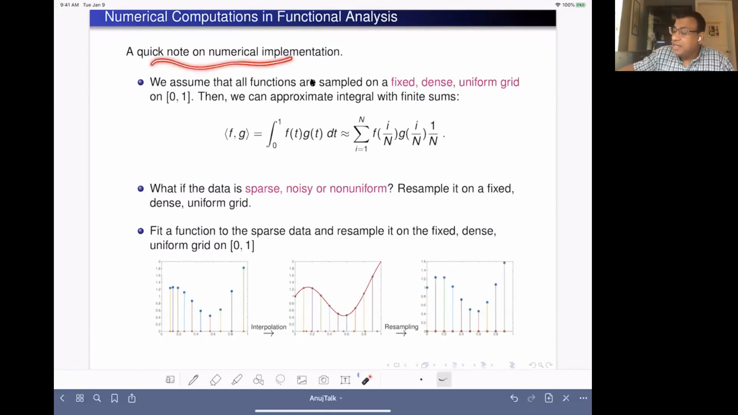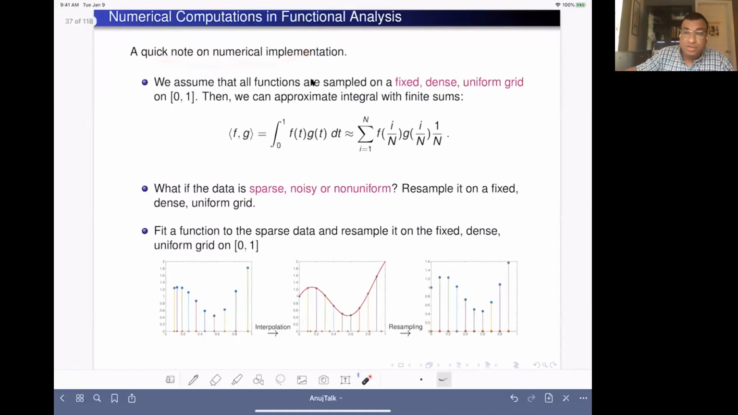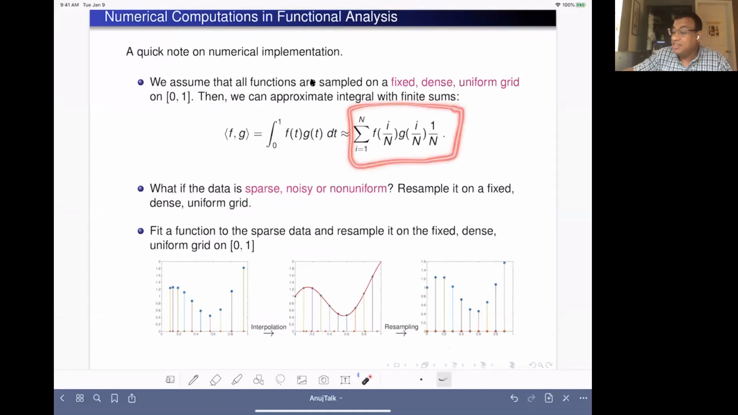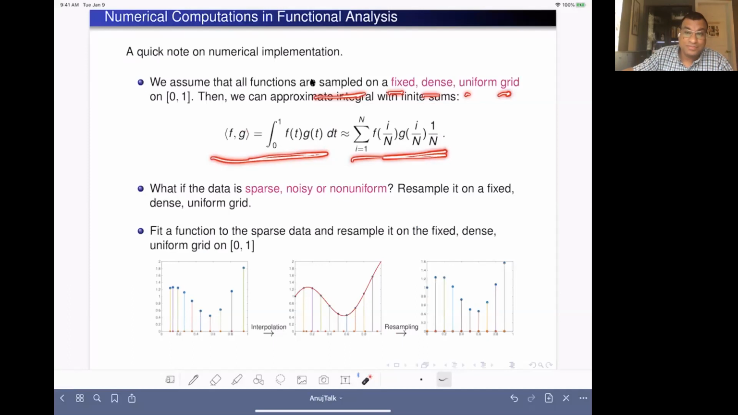I just want to make a quick note that a lot of these calculations, when we do this in practice, we do with discretizations, even though when I'm giving the talk, I talk about continuous inner products. What I'm assuming is that I have samples of these functions on a fixed dense uniform grid, so I can approximate integrals by finite sums. If I don't have them, suppose I have sparse functional data, non-uniformly sampled, maybe with noise in it, then I will use some techniques to resample these functions and reach a dense grid so I can do this kind of calculation. Just a note that in practice, this is what we do.